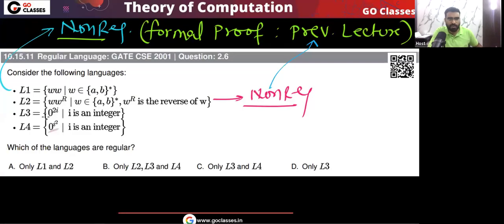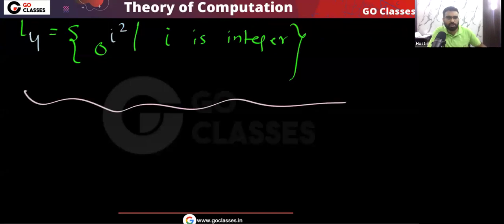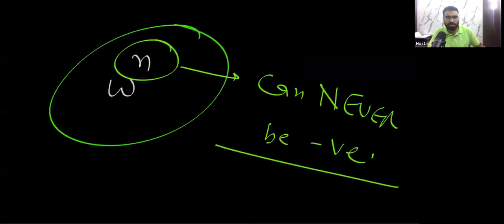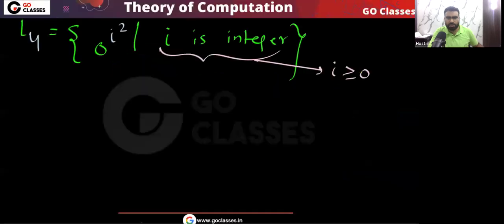Now let's see what L4 is. In L4 we have i power 2. This is L4: 0 power i power 2. See this, 0 power i power 2. Correct? Okay. Now let's write some strings, then you will understand what this language is. Again, here i is an integer. Basically, it means that i is greater than or equal to 0, because in the theory of computation subject, power can never be negative. I told you W power n, this power n can never be negative.